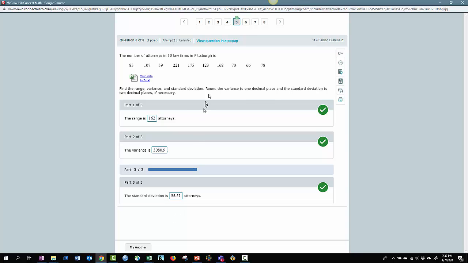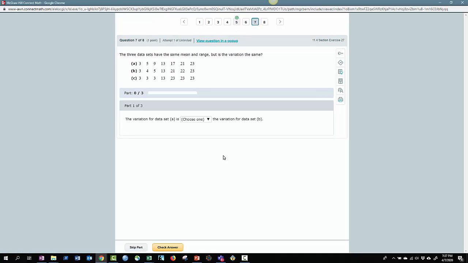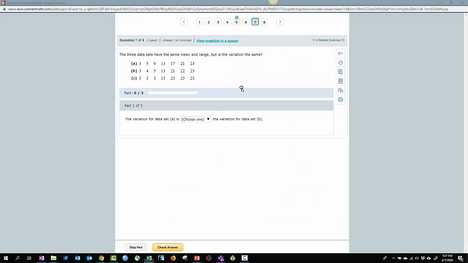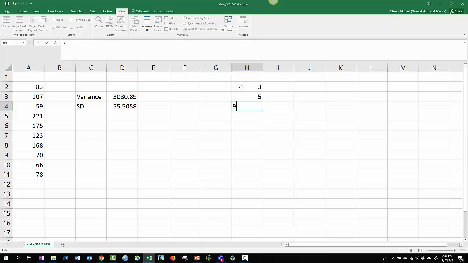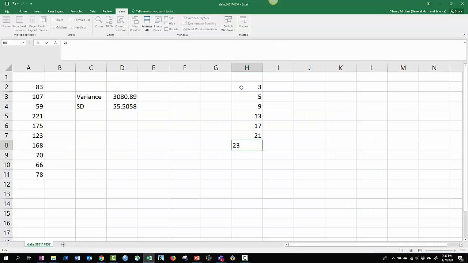Got it. Now, let's look at number 7. There's one or two of these where they ask a question and they don't give you the button to copy the data over. So you can just type them in. It works quite quickly. That's probably what I would do for these: just type them in like 3, 5, 9, 13, 17, 21, 23. So 3, enter, 5, enter, 9, enter, 13, enter, 17, enter, 21, enter, 23.